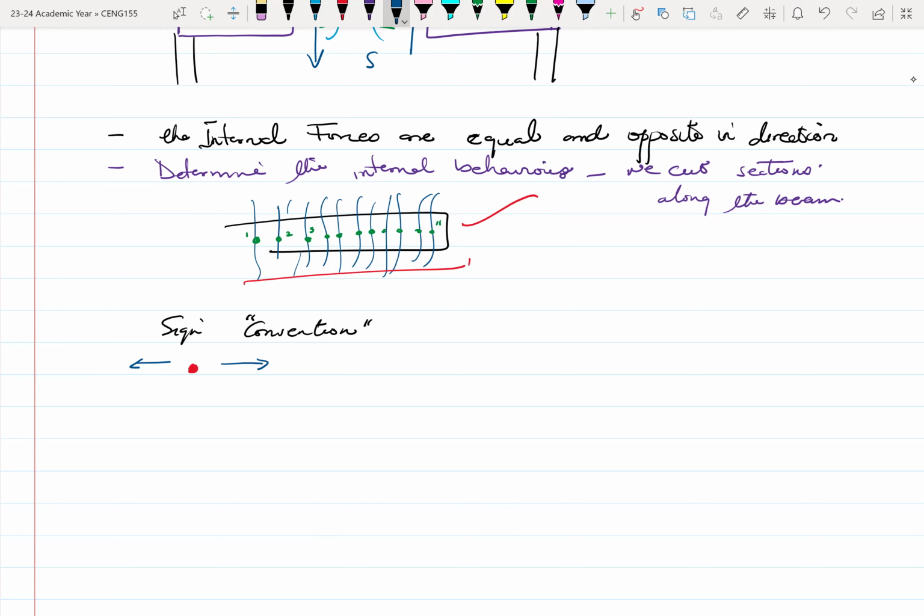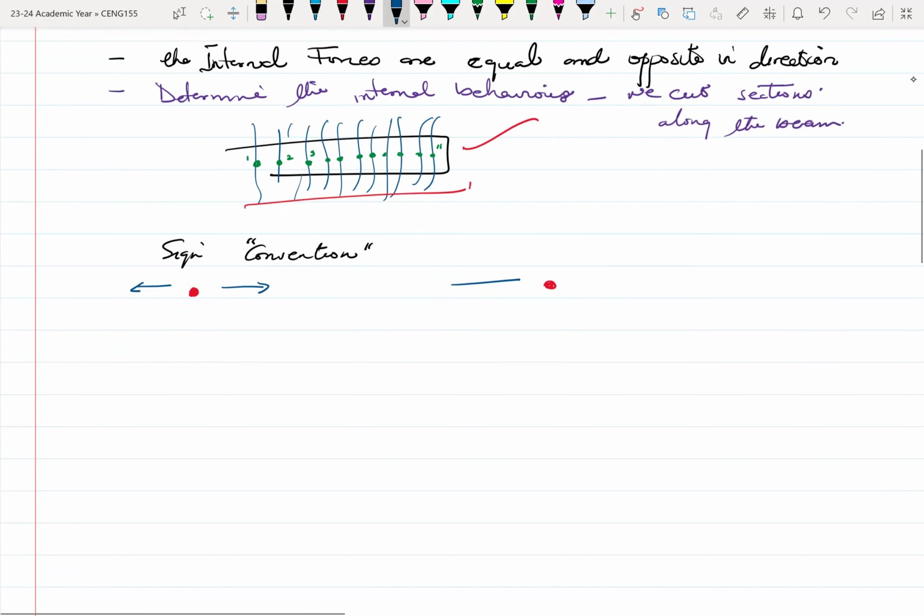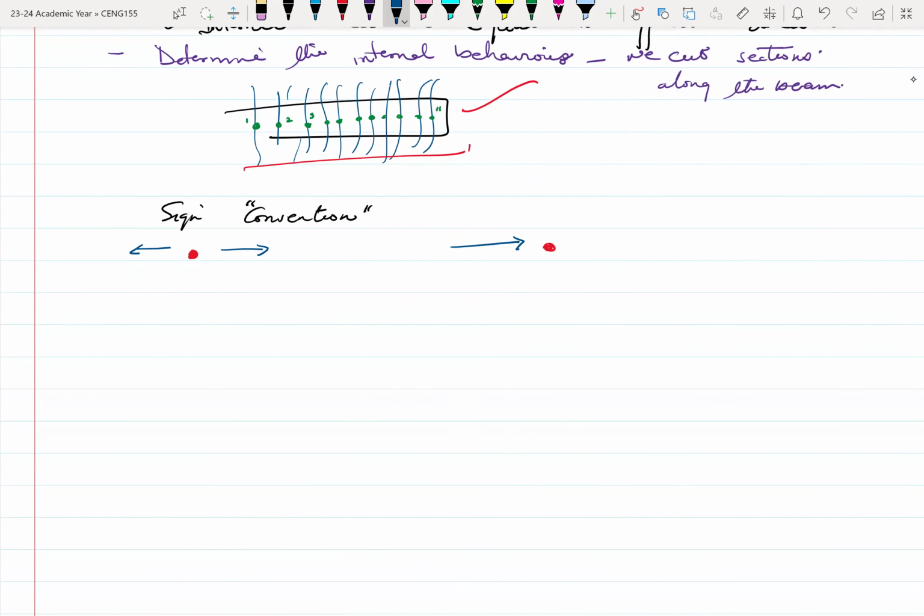And so these are positive. And if you have it, so again, the same point here. So if you have it going towards the right and it's on the left, it is negative. And then going towards the right, on the right is negative.